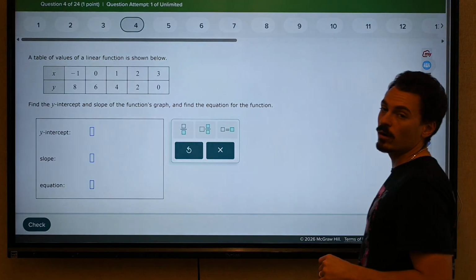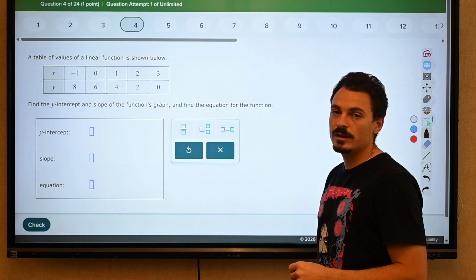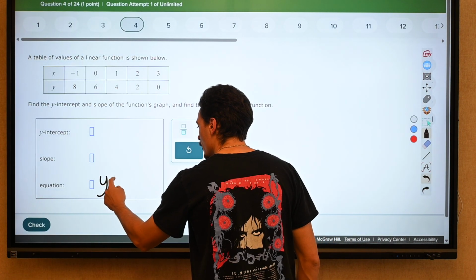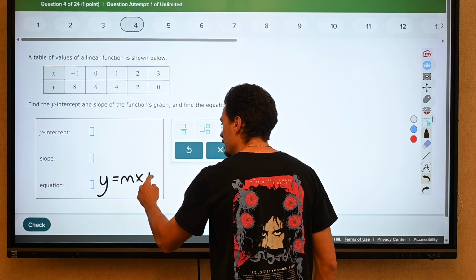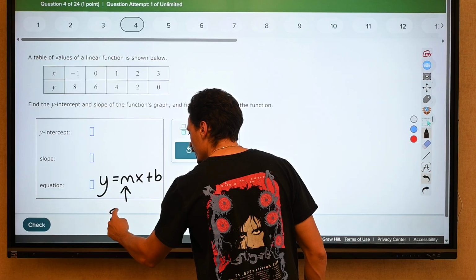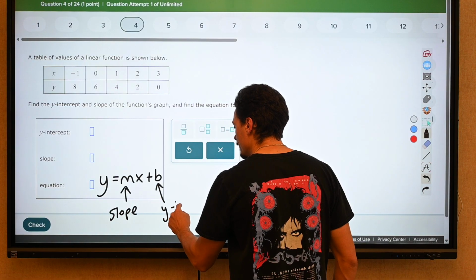I'm starting on number 4. Numbers 1, 2, and 3 are a lot like number 4, so you can take what I do on this question and use it to help you on those. Right here I want you to write an equation, and your equation is going to be y equals mx plus b, where the m represents the slope and your b represents the y-intercept.